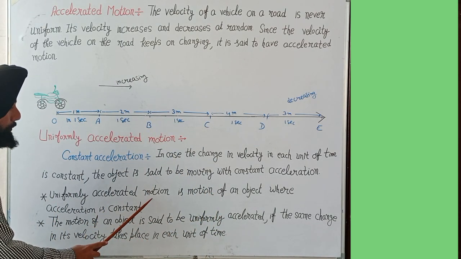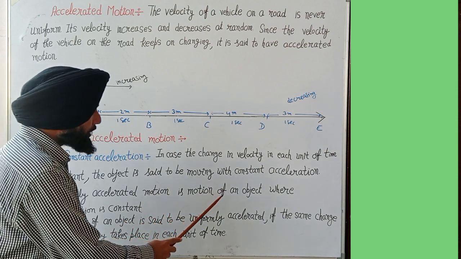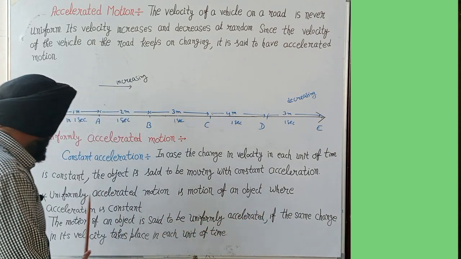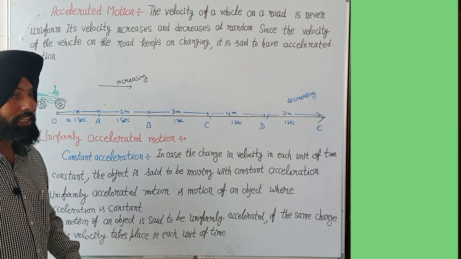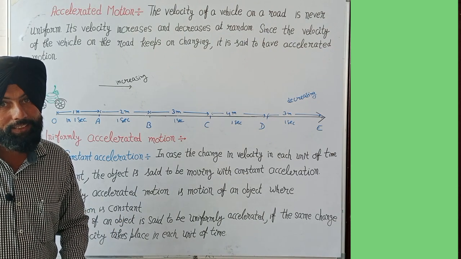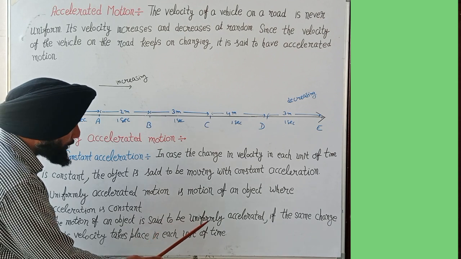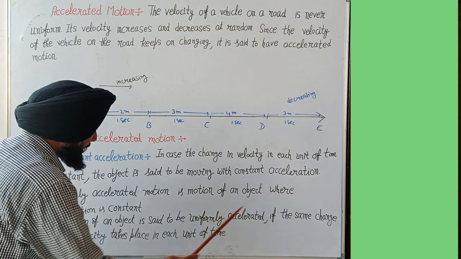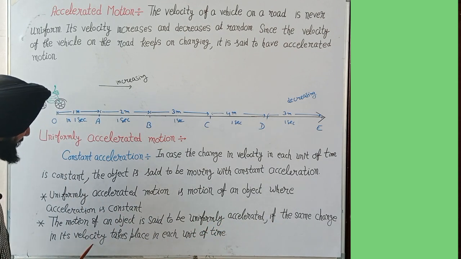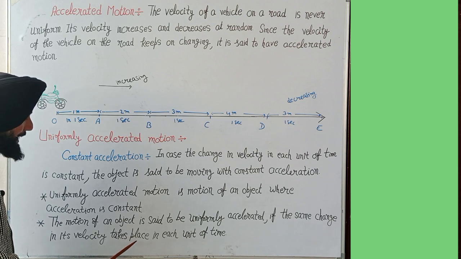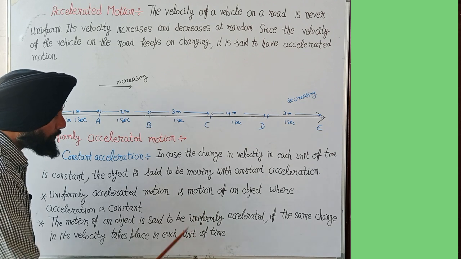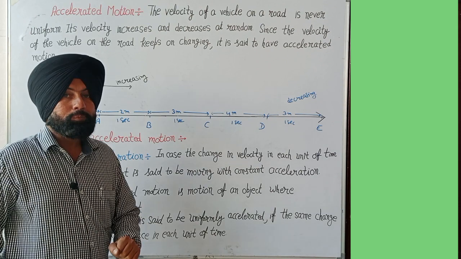Now, uniformly accelerated motion is motion of an object where acceleration is a constant. You can also write it as: the motion of an object is said to be uniformly accelerated if the same change in its velocity takes place in each unit of time.